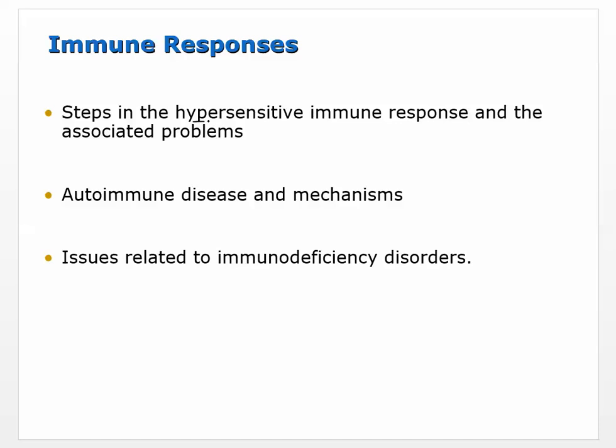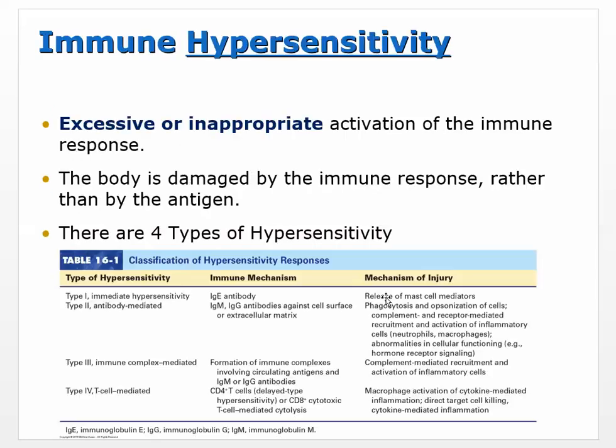So hypersensitivity, that's where the immune response is doing more than it should, or it's doing it inappropriately. And then we'll discuss a couple of specific autoimmune diseases, even though that kind of fits into the hypersensitivity category. And then we'll talk about some immunodeficiency. Specifically, we're going to talk about HIV and AIDS, and that's what we're going to spend most of our time talking about with that.